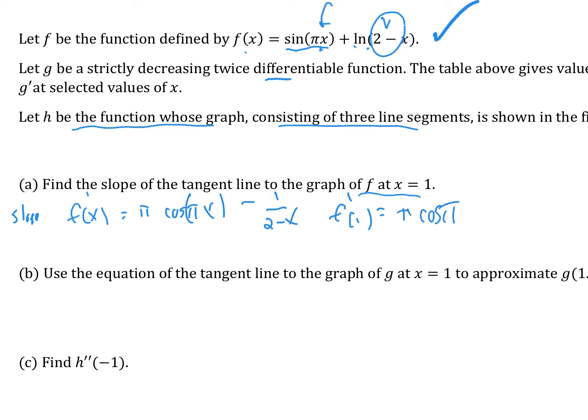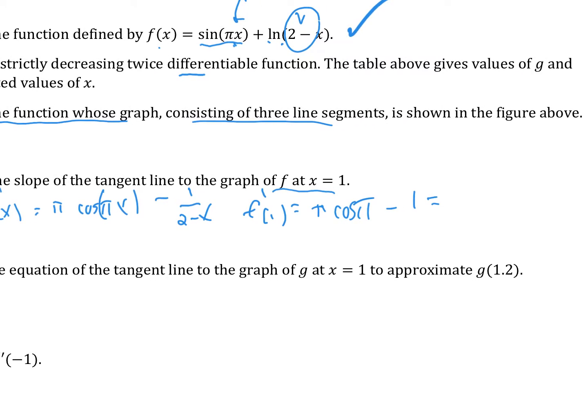And then minus, but plug in a 1 here. 2 minus 1 is 1, so minus 1 over 1 is just minus 1. Cosine of pi, we should all know, is a negative 1. So that gives me a negative 1 minus 1. I'm sorry, negative 1 times pi minus 1. So a negative pi minus 1. There's my slope of the tangent line.